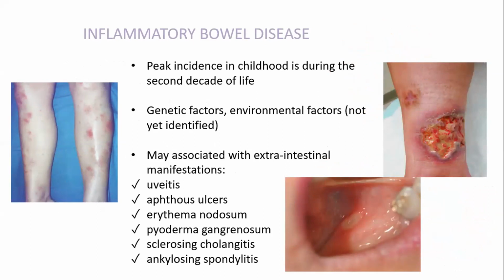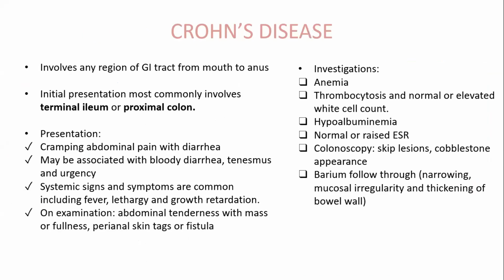So this is a very important topic because you're dealing with IBD in almost every posting, right? We discuss IBD in surgery, we discuss IBD in internal medicine, and also we discuss IBD in pediatrics. So IBD, as you all know, may involve many extra-intestinal manifestations, such as uveitis, aphthous ulcer, erythema nodosum, primary sclerosing cholangitis, and Crohn's spondylitis. And of course, IBD is divided into Crohn's disease and ulcerative colitis.